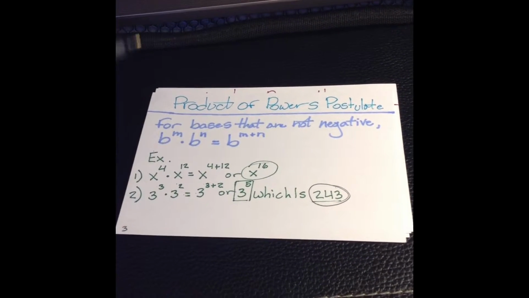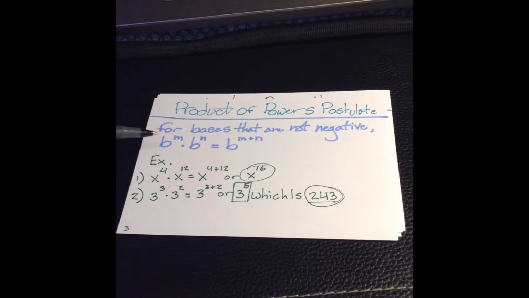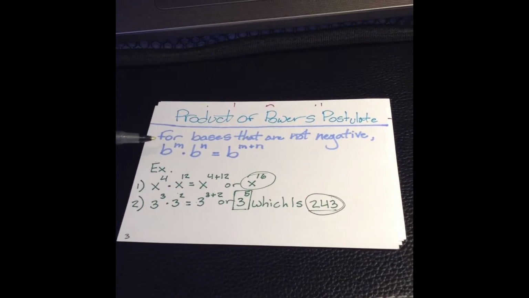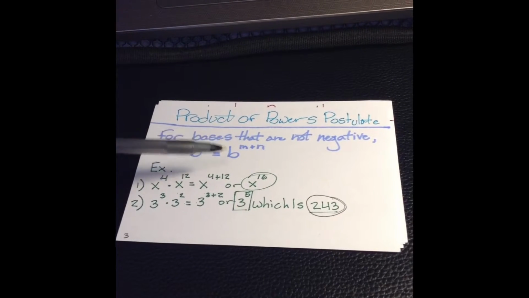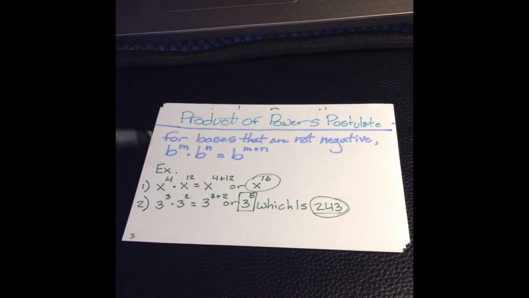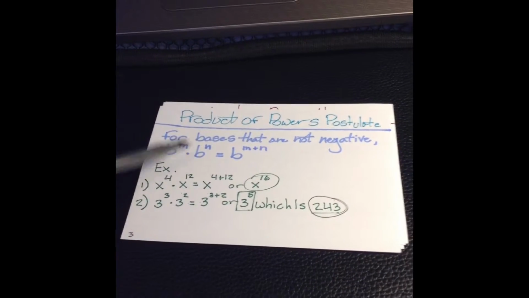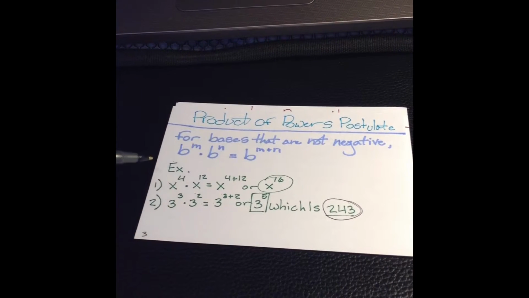First off, we have the product of powers postulate, which states that for bases that are non-negative, b to the m power times b to the n power equals b to the m plus n power. So if your bases are the same, you add the exponents.